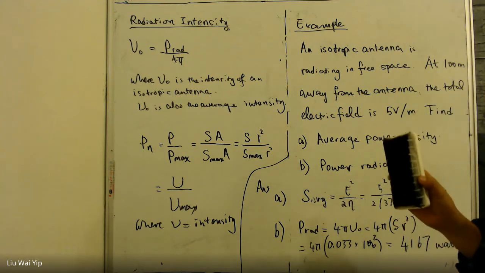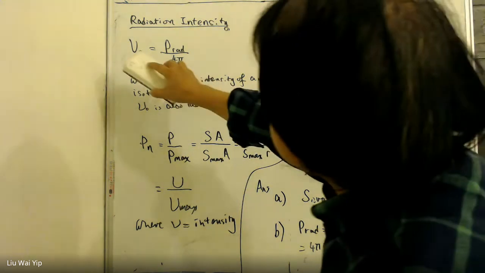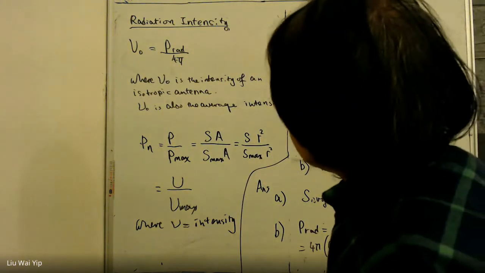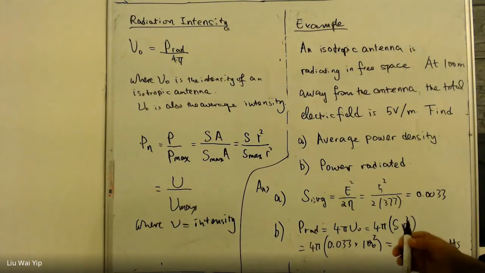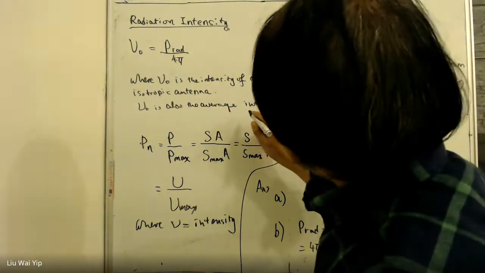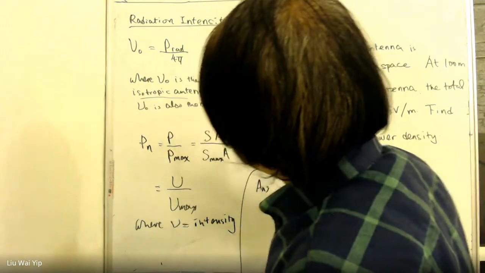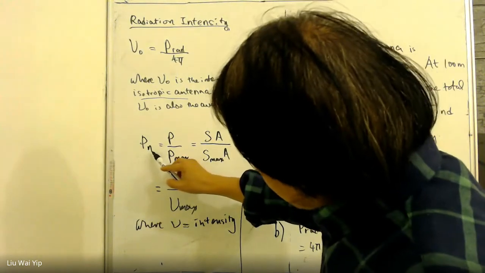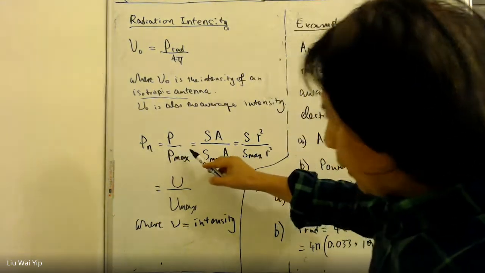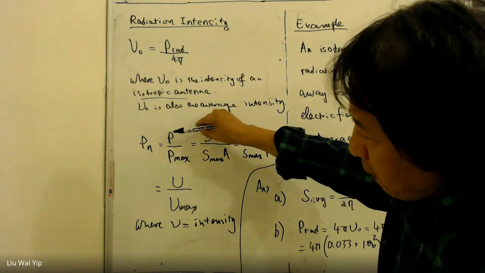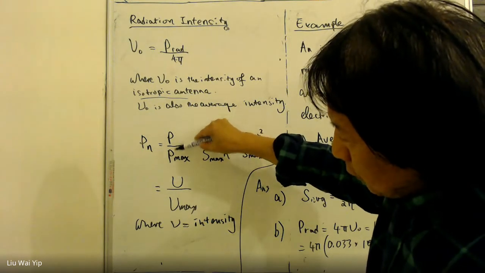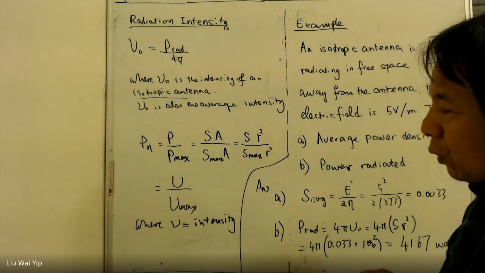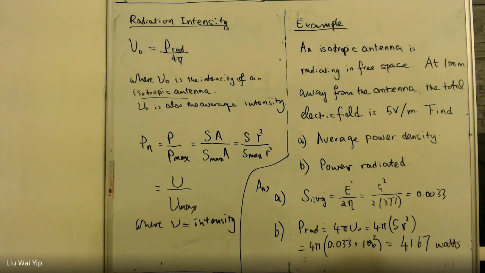In the previous lectures, we have learned average intensity. Average intensity is also the intensity of an isotropic antenna. We have also learned that the normalized power can be calculated by dividing the power by the maximum value.